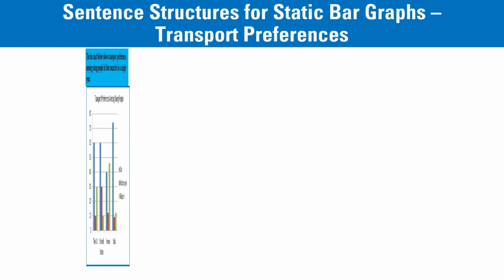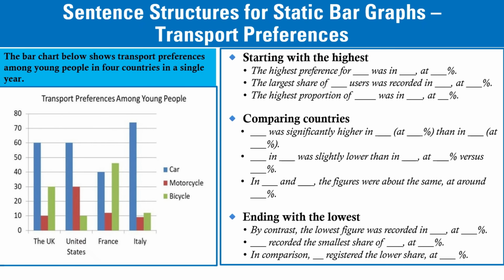Here are some sentence structures you can use for describing transport preferences. To start with the highest: the highest preference for cars was in Italy at 75%, or the largest share of car users was recorded in Italy at 75%.